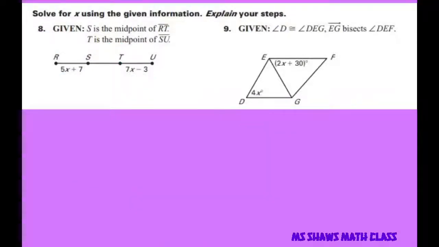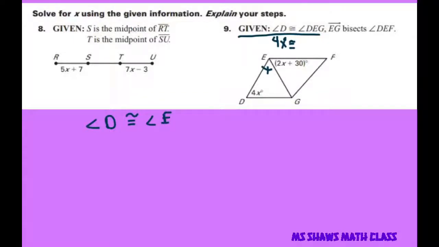So for number 9, we're given that angle D, which is 4x degrees, is congruent to angle DEG. Given this, we know that DEG is this angle, so we know that angle D is congruent to angle E.